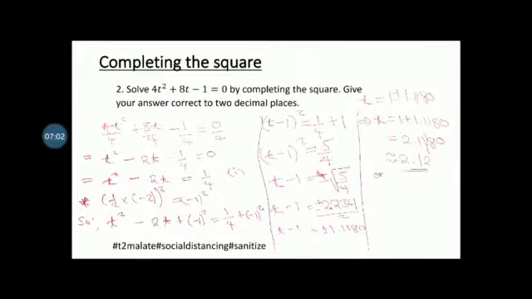Or our other possible answer is t is equal to negative 1 minus 1.1180, and this will give us negative 2.1180, and this is approximately negative 2.12. That's correct to 2 decimal places, and you are done.